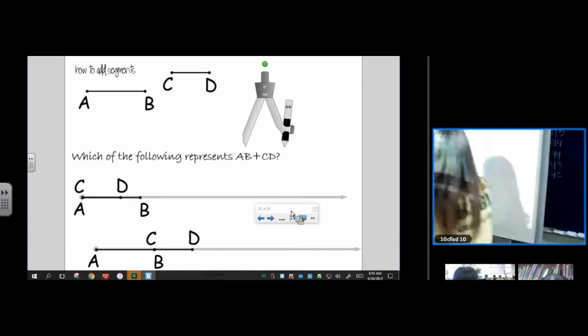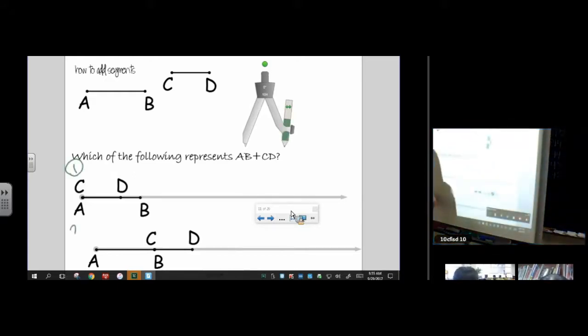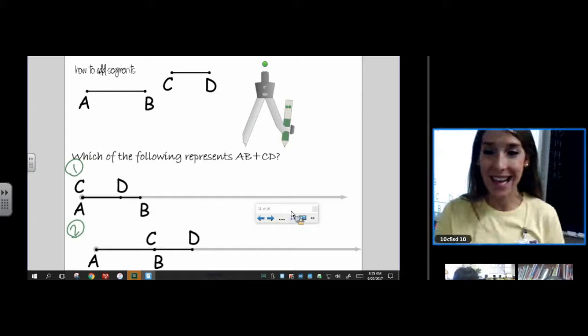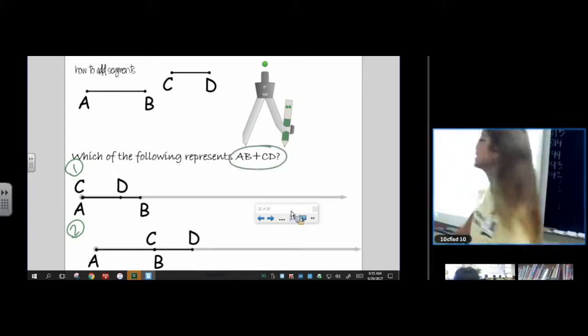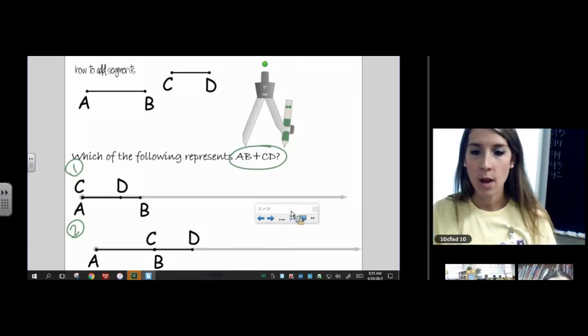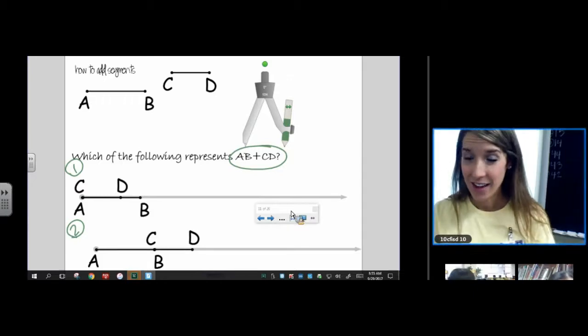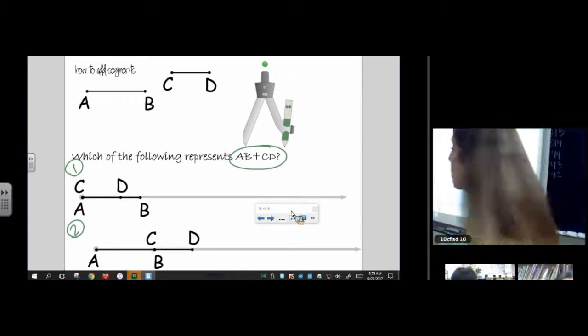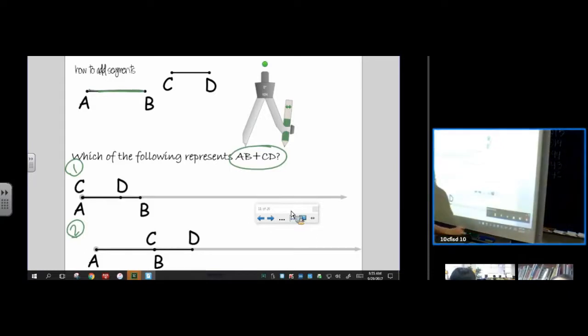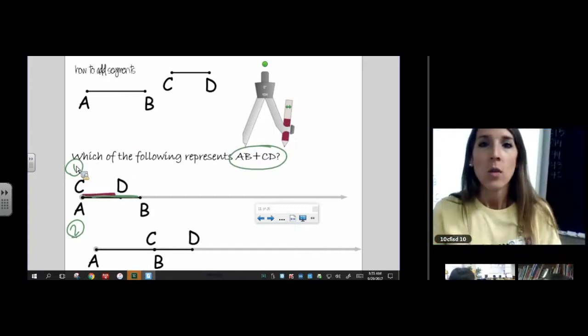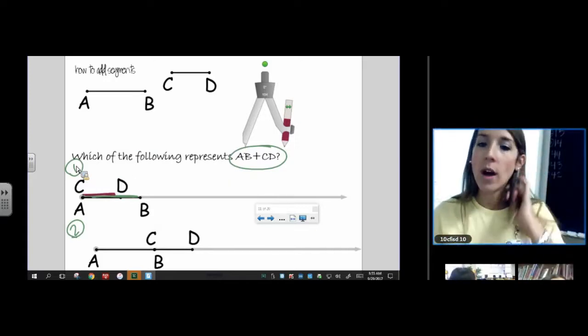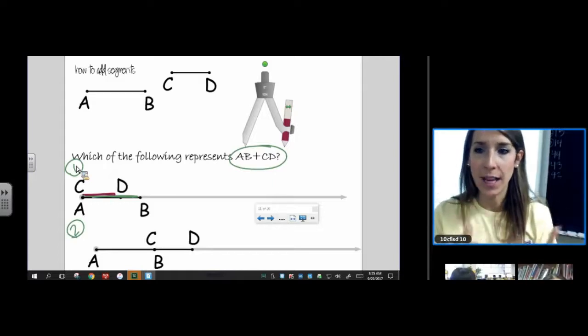If I called this number 1 and I called this number 2, which one would represent segment AB plus segment CD? Number 1 or number 2? Who did the correct construction? Good. Now they both did something. They both copied AB. But then this student copied CD and put it in the wrong spot for addition. When you're adding segments, you want your second segment to start where your first segment ended.